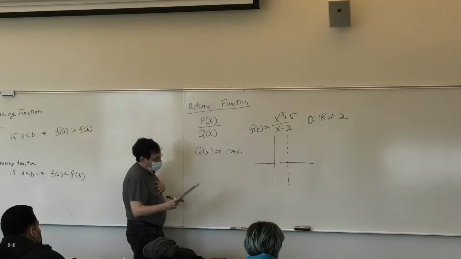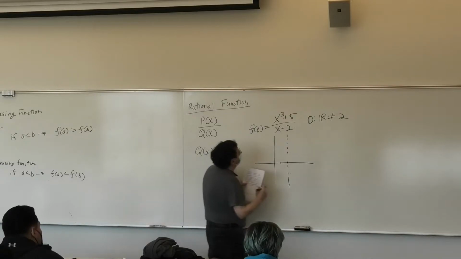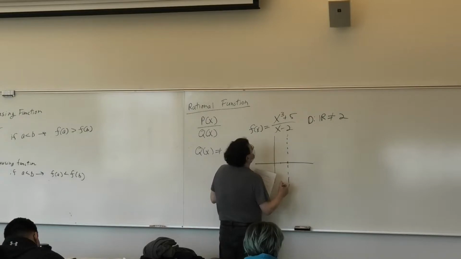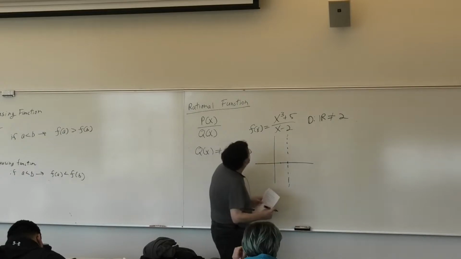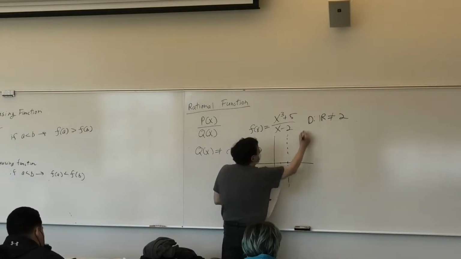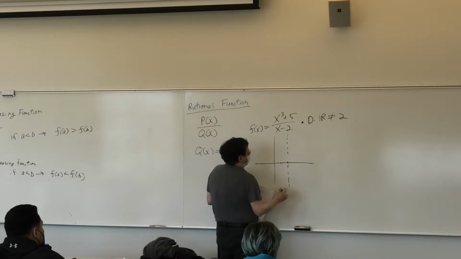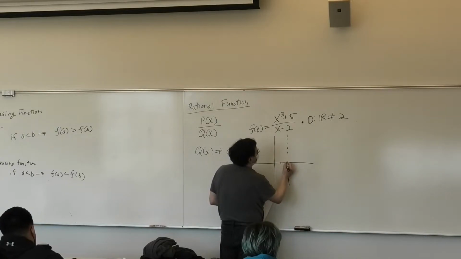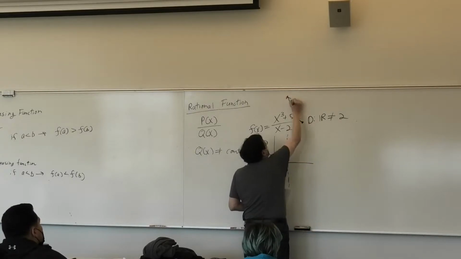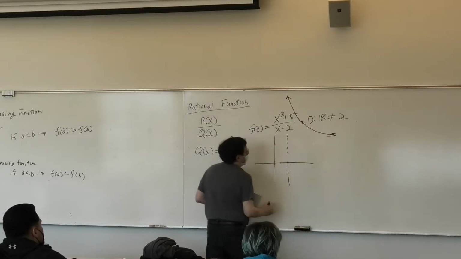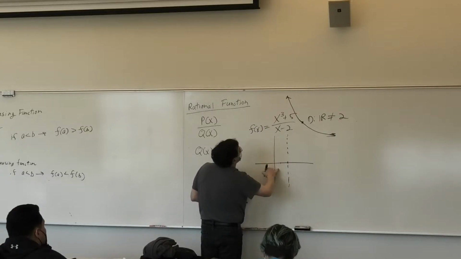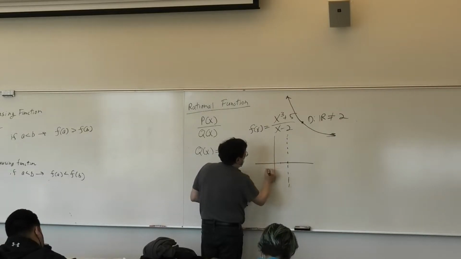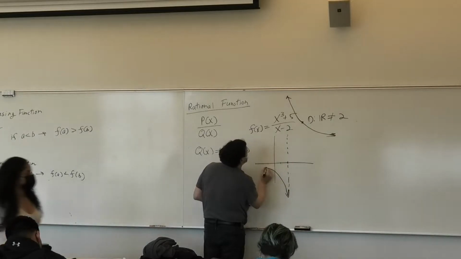So, I don't know what this function looks like. Oh, I do. We could graph some points. 3, a big number. 2, oh, it's an even bigger number. I think it's going to be something like this. And then 0 is going to be negative. It's probably going to be like this.